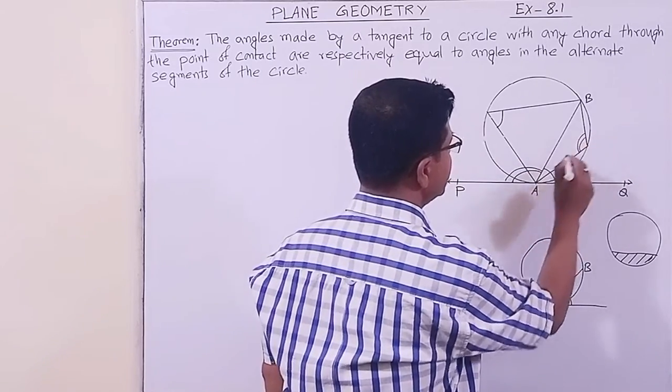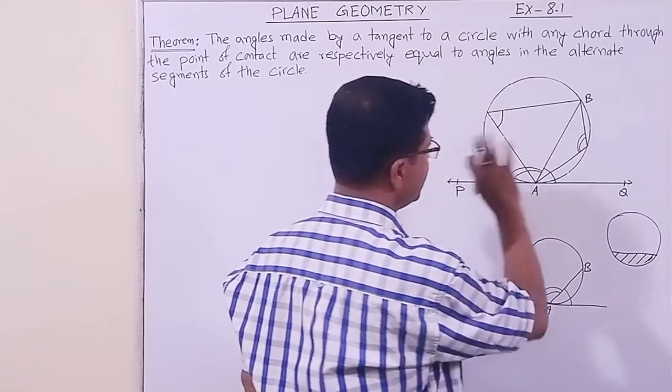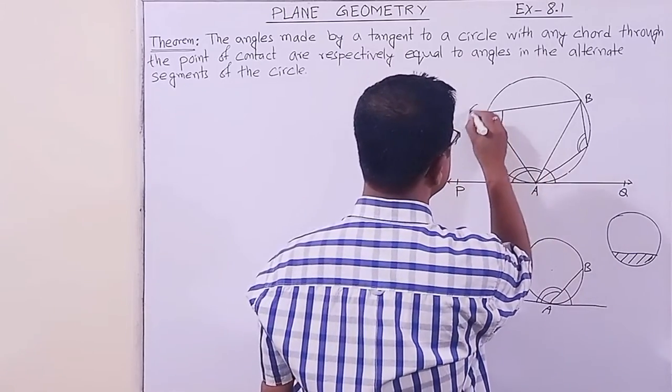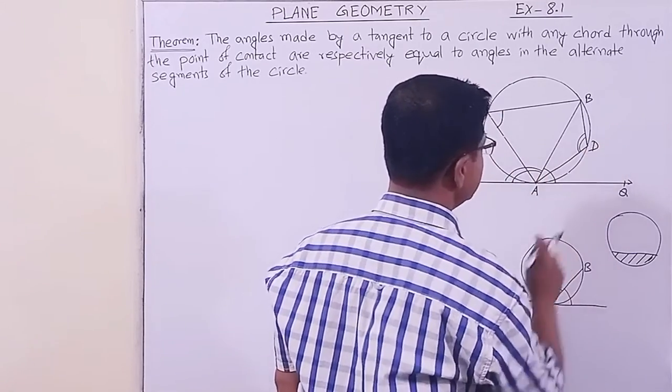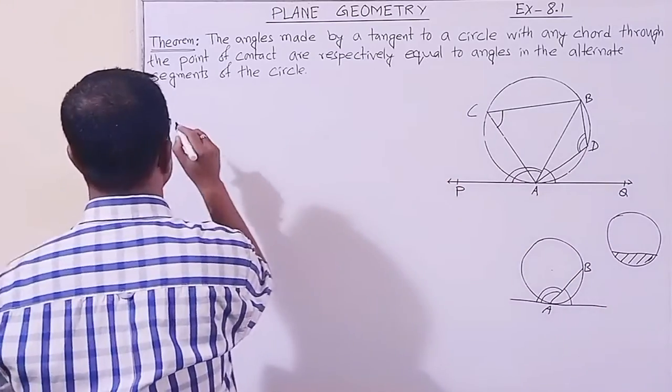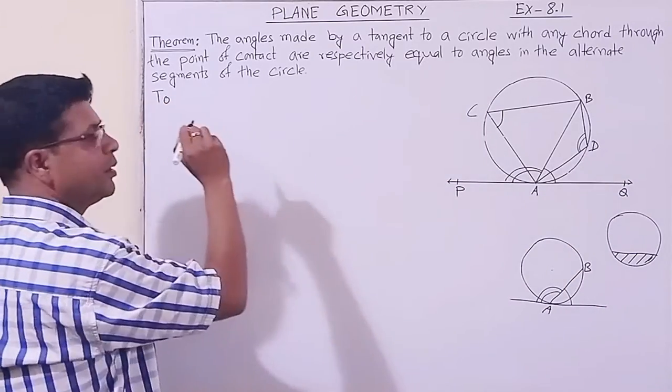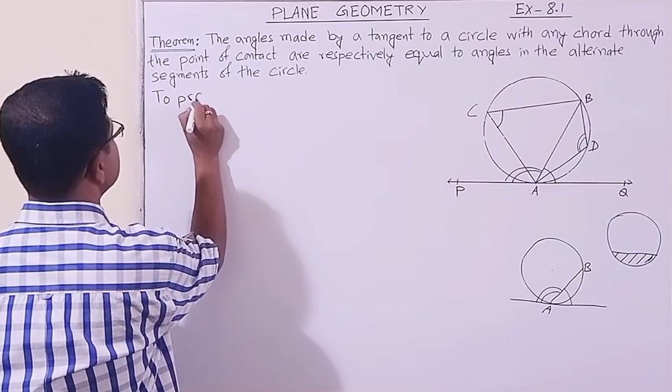We have to prove. Now let us name the figure A, B. Suppose this is C and this is D. Now I am writing the "to prove"; I am not writing the given part. To prove, what do we have to prove?